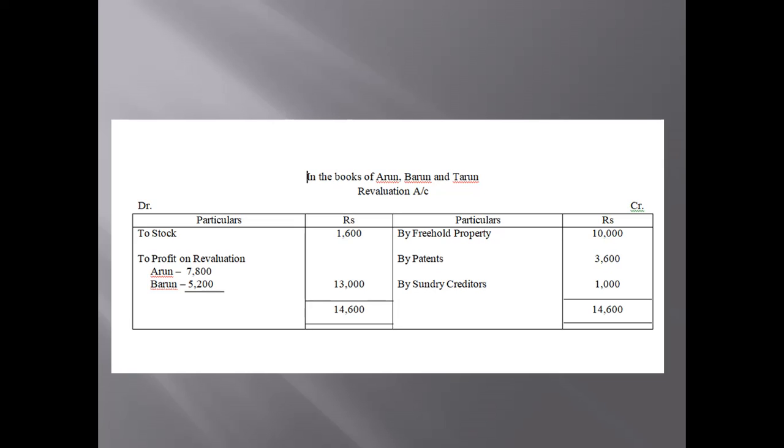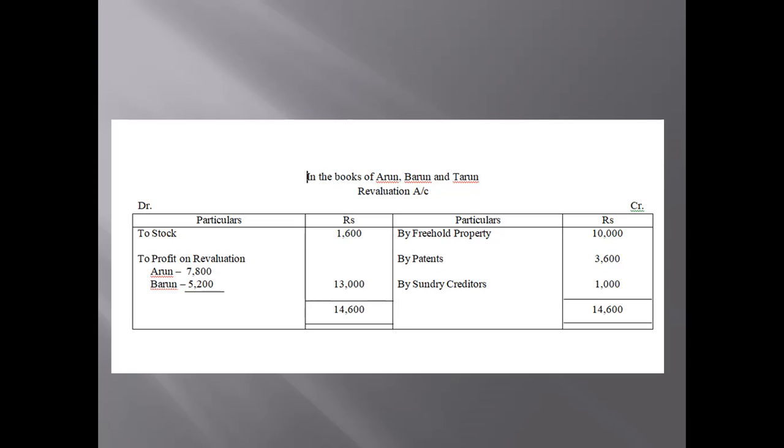Stock is to be reduced by 10%. So stock is reduced by 10%. So look at the amount of stock in the question. Stock is how much? 16,000. So 10% of 16,000 will be how much? 1,600. So write in the debit side. Okay. Freehold property is already 10,000 in our credit side.